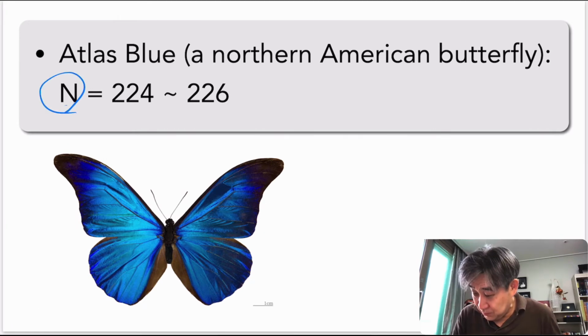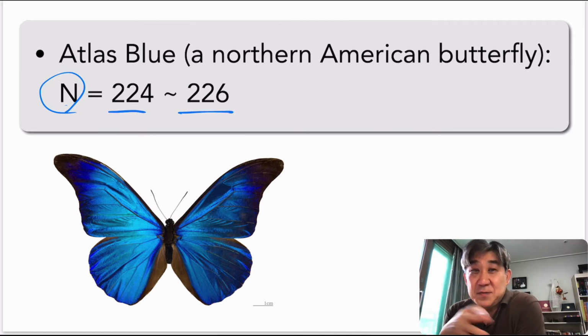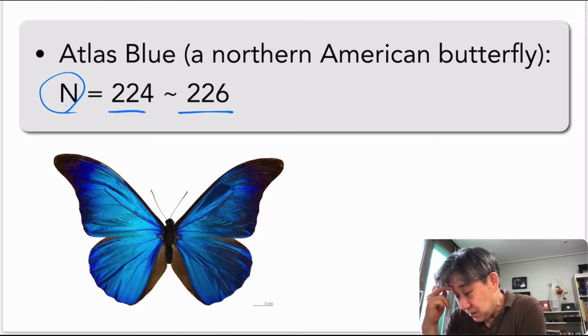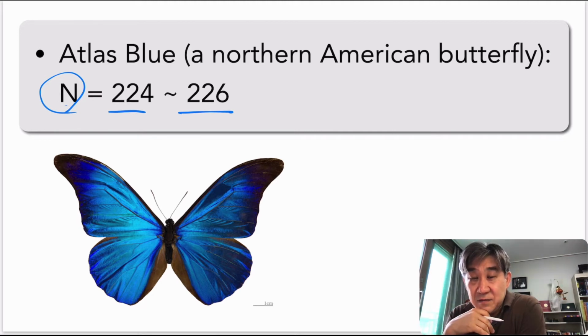It's about 224 to 226. It hasn't been determined exactly what it is, but anyway, it's something like 220-something different chromosomes. Can you believe this? It has such a huge number of chromosomes, but that doesn't mean that the absolute genome size of this butterfly is as huge as that of a human.